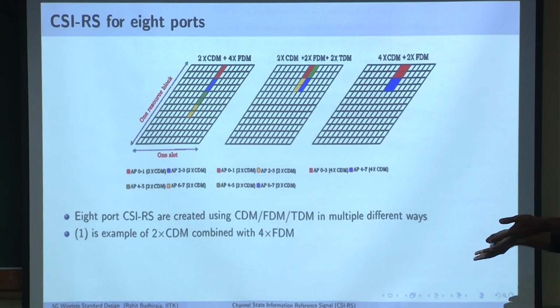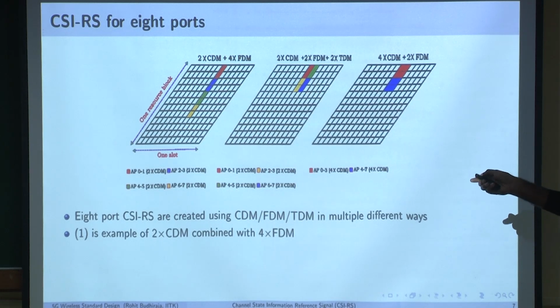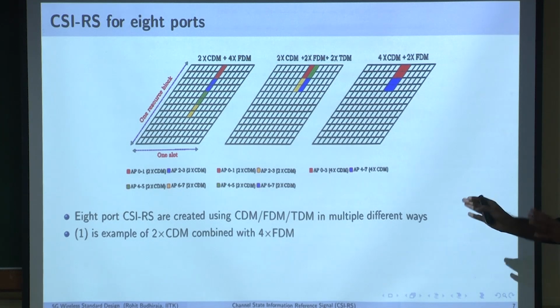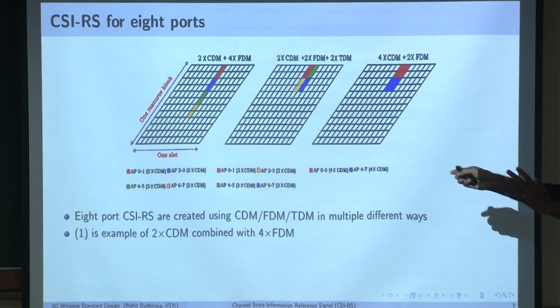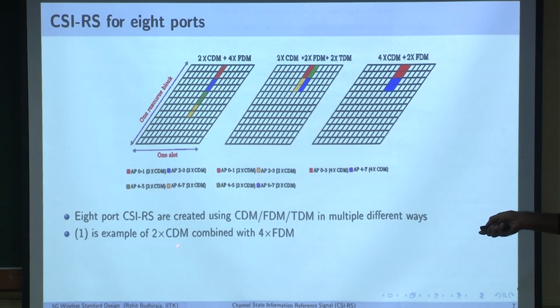The fundamentals are very simple. You need to create an 8 port reference signal, so you need at least 8 resource elements. How do you create them? That is left to you, or left to the standard. You can either do it across frequency or across time, and that's what we are seeing now. Terminology can get confusing, but that's what is happening. So the first example is 2 cross CDM combined with 4 cross FDM. Why 4 FDM? They are replicated across another set of resource elements in frequency. That's why FDM, no TDM.